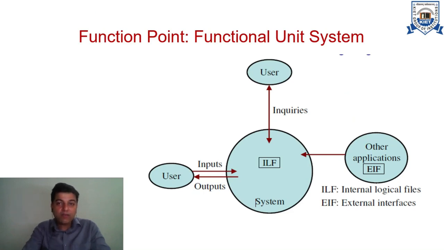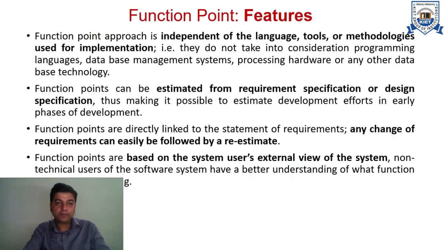Pictorially, we can see a system consists of internal logical files, external logical files, inputs from the user and output of the processed information to the user, and also some kind of inquiries which can be done by the user at runtime to the system. So all these 5 functional units collectively define and identify the kind of functionality that the software will provide to the user. There are different features which we need to know about the function point metrics.